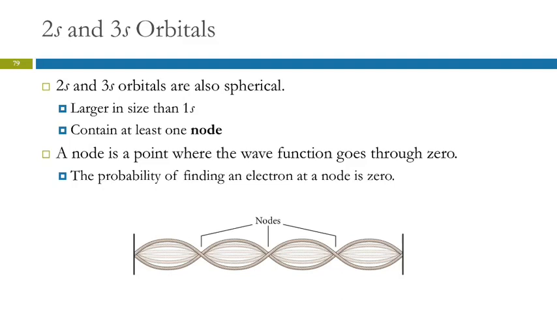So if we go to the 2s and the 3s orbitals, these are also spherical in shape. They're larger in size because now the electron can be farther away from the nucleus. These orbitals also contain at least one node. So here we have a nice picture of a standing wave with a string.